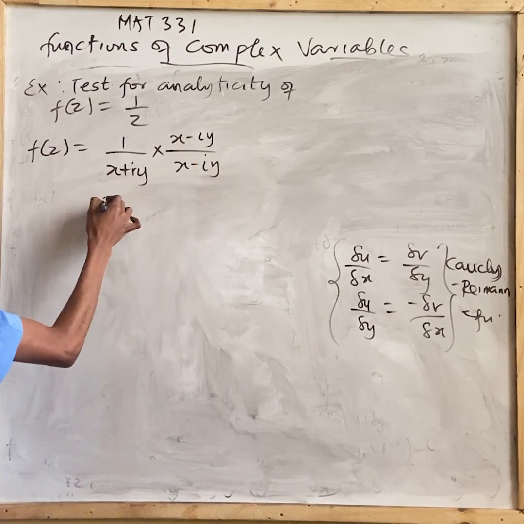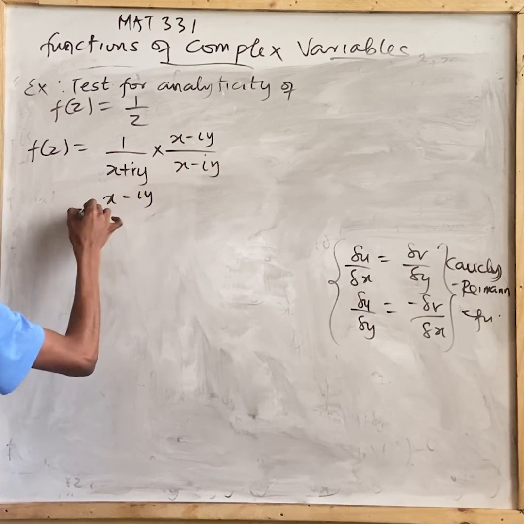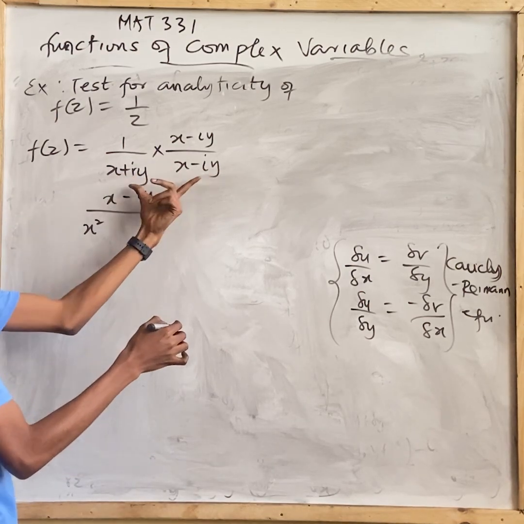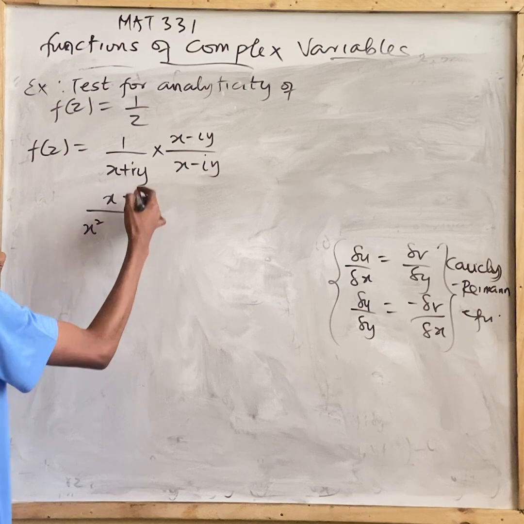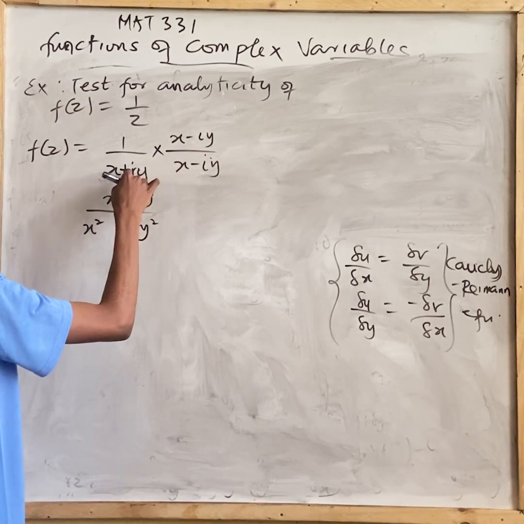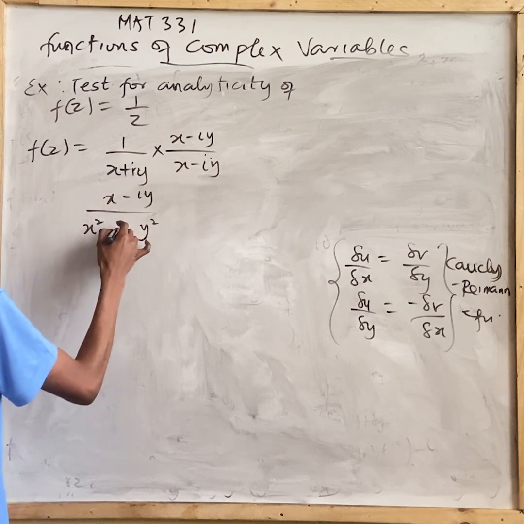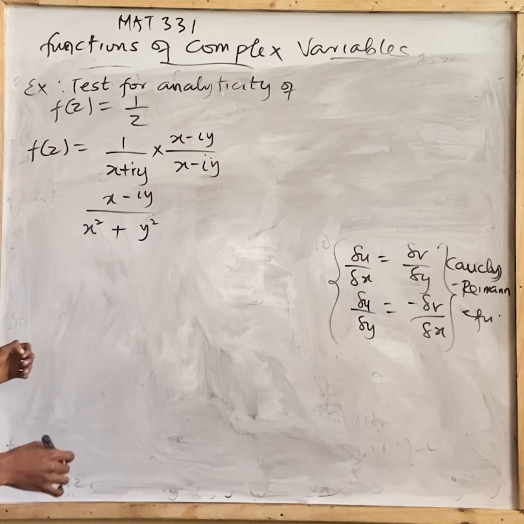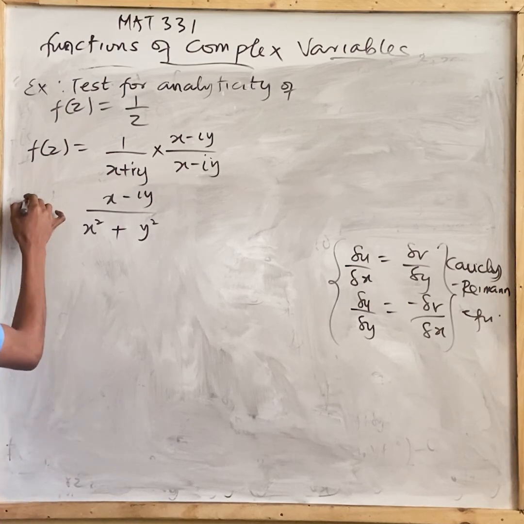So 1 times x is x, 1 times iy is iy, and x times x gives x squared. These two will cancel out. iy times iy, I know that y times y is y squared. This one will be plus y squared, right? So that's f of z.